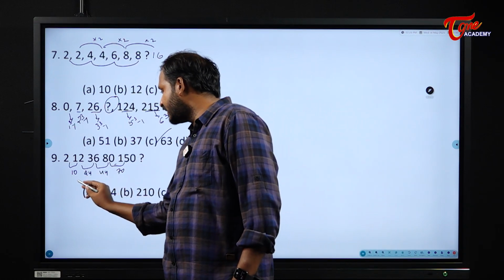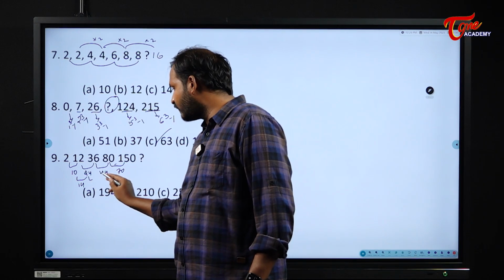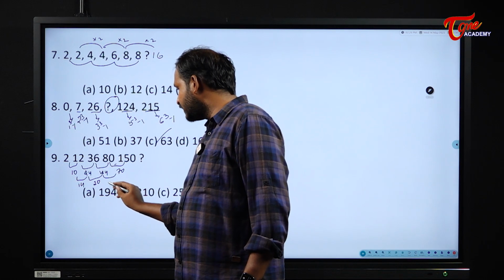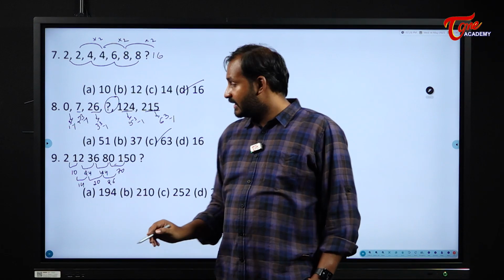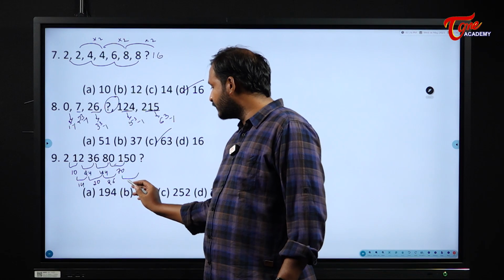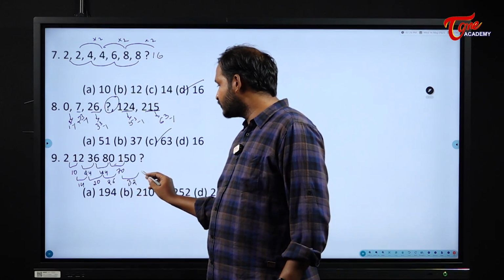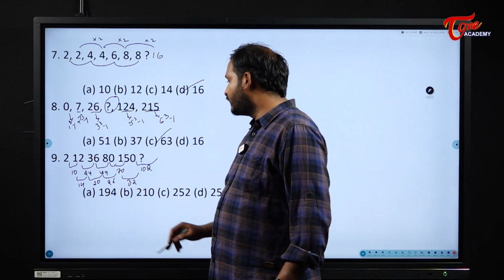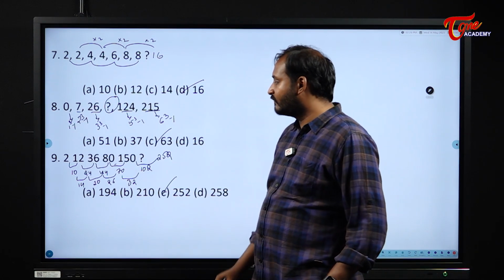What is the difference between 10 and 24? 14. What is the difference between 24 and 44? 20. What is the difference between these two? 26. Now, please observe here: 14, 20, 26. Next difference should be what, students? 32. That means 70 plus 32, it should become what? 102. That means 150 plus 102, it should become 252. So, our answer here will become 252.